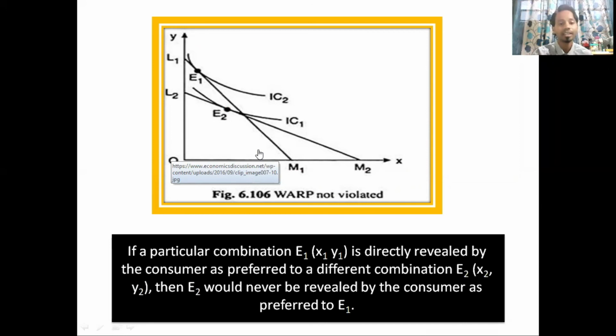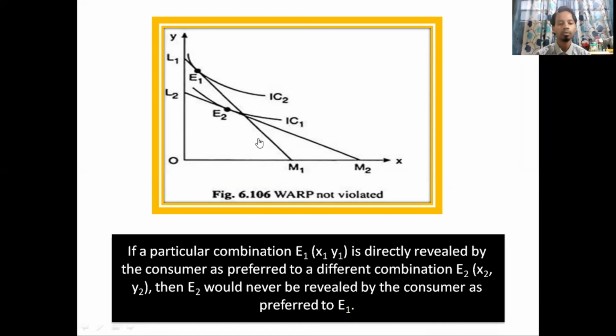So that's what here it says, 6.106 says that WARP not violated. So here you are able to choose any combination. So dear students, I hope these diagrams and this PPT is clear for all of you.